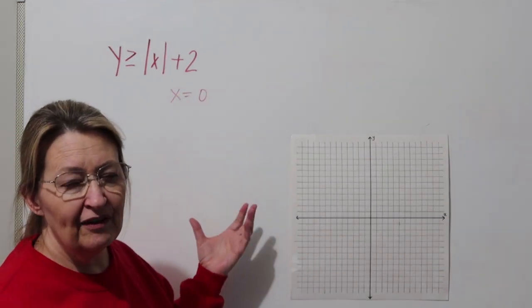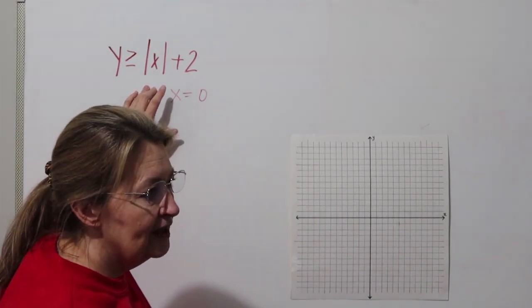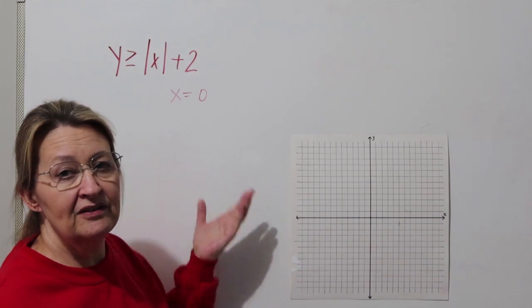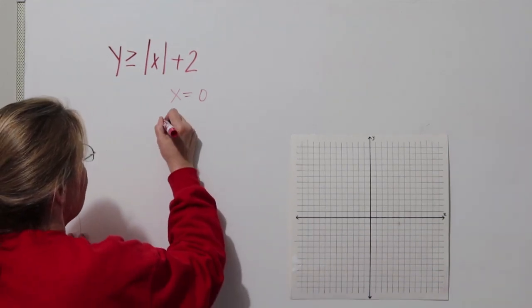A lot of times you're going to have something else in there like x plus 5 or 2x plus 3. But for now, all we have is an x. So I'm going to set it equal to 0, and I don't even have to solve. So I saved myself a step there.